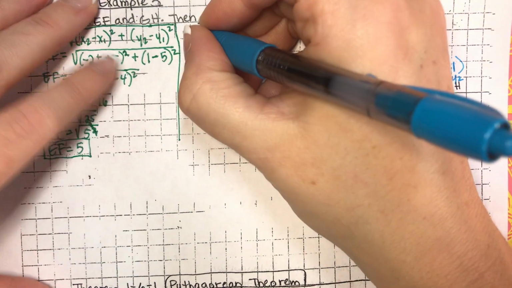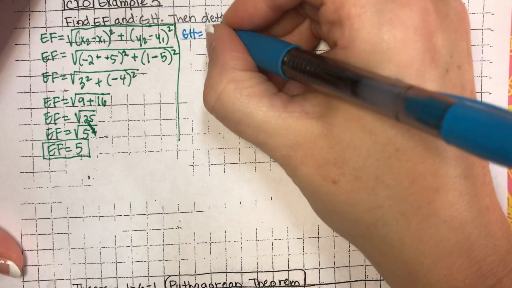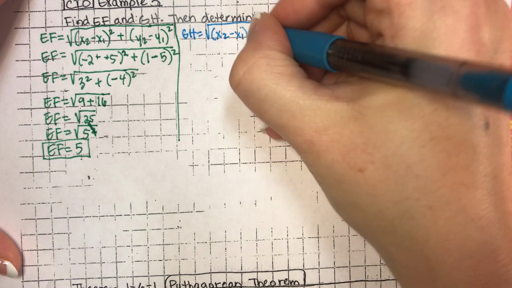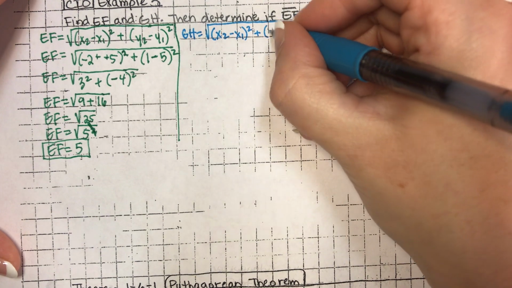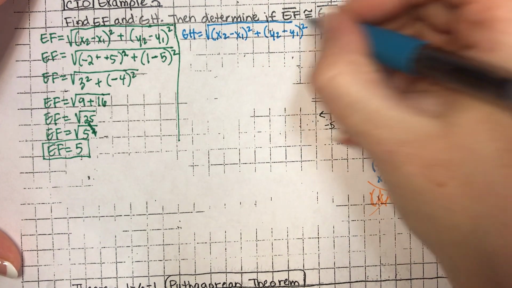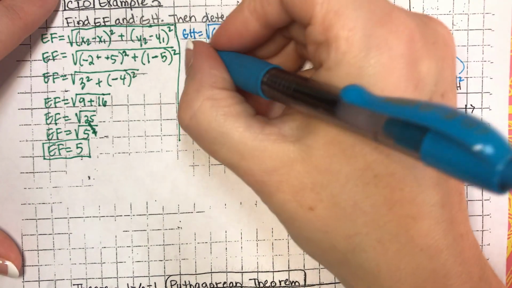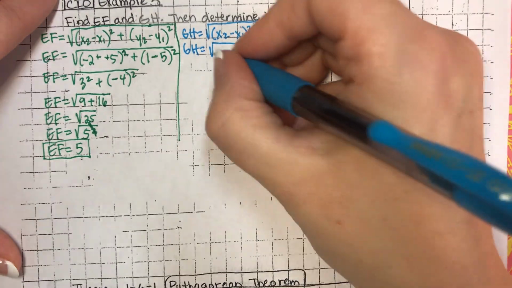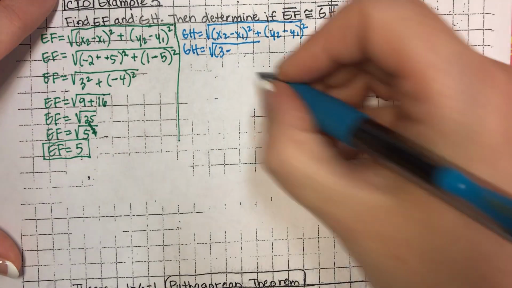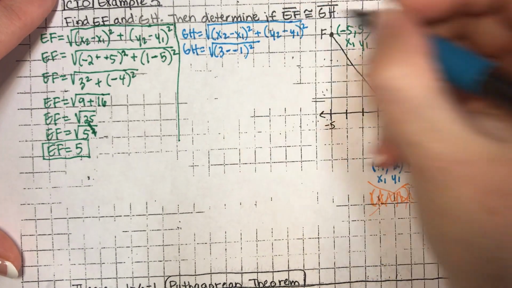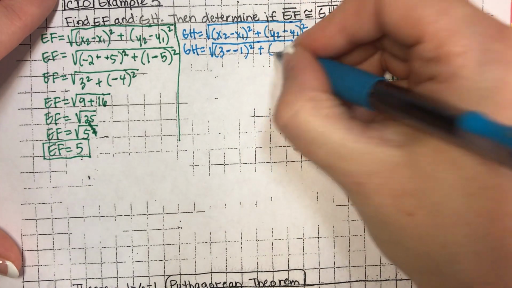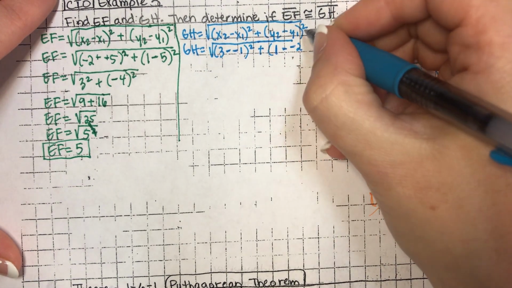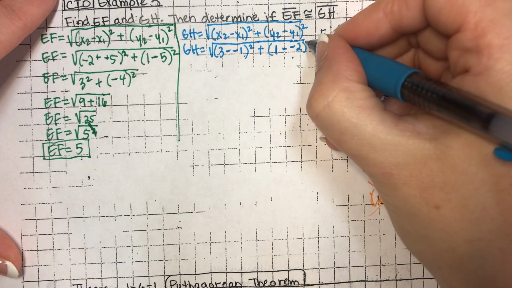So the distance between GH, we're going to write that distance formula. The difference of the X values is X2 minus X1, all of that squared, plus the difference of the Y values, Y2 minus Y1, squared. All right, and then we substitute the values in. So GH is equal to the square root of X2, which is 3, minus X1, which is negative 1, all of that squared, plus Y2, which is 1, minus Y1, which is negative 2, all of that squared.